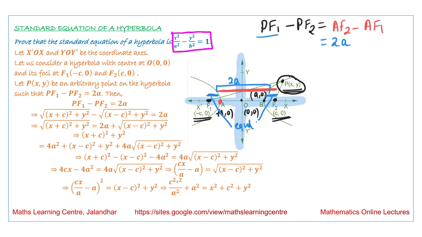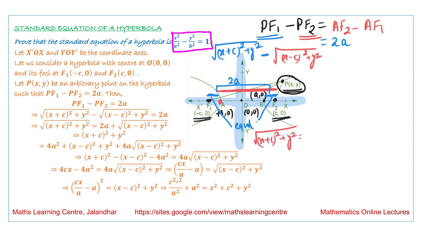Now the distance PF1 is the square root of (x plus c) square plus y square, minus the distance PF2, which is the square root of (x minus c) square plus y square, and that should be equal to 2a. So we can write it in the form: square root of (x plus c) square plus y square is equal to 2a plus square root of (x minus c) square plus y square.